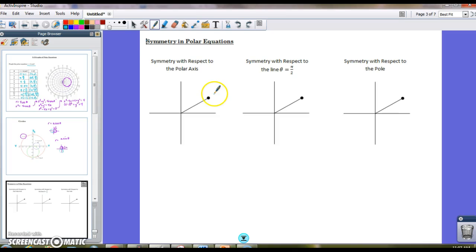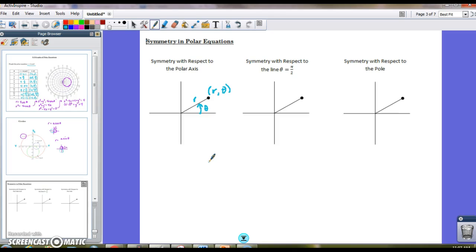So this point right here is your point r, theta. Right, so this distance is r, and this is your angle theta. So we can do three different things. We can replace theta with negative theta. We can replace r and theta with negative r and negative theta respectively, or we can just replace r with negative r. Those are the three different ways we check for symmetry.